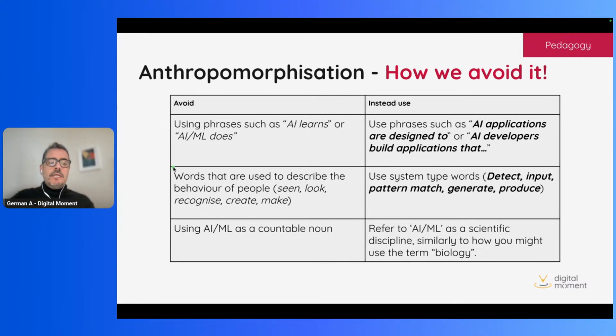The second part is that we can use words instead of seeing, look, recognize, create, make. We use something that is more systematic or more machine like, where we detect, we have inputs, we do pattern matching, we generate, we produce, we predict. And we don't use AI or machine learning as a countable noun, meaning that we don't say AI does this. AI, we can use it more like biology or physics or math. It's a branch, it's a field that is doing this and that.